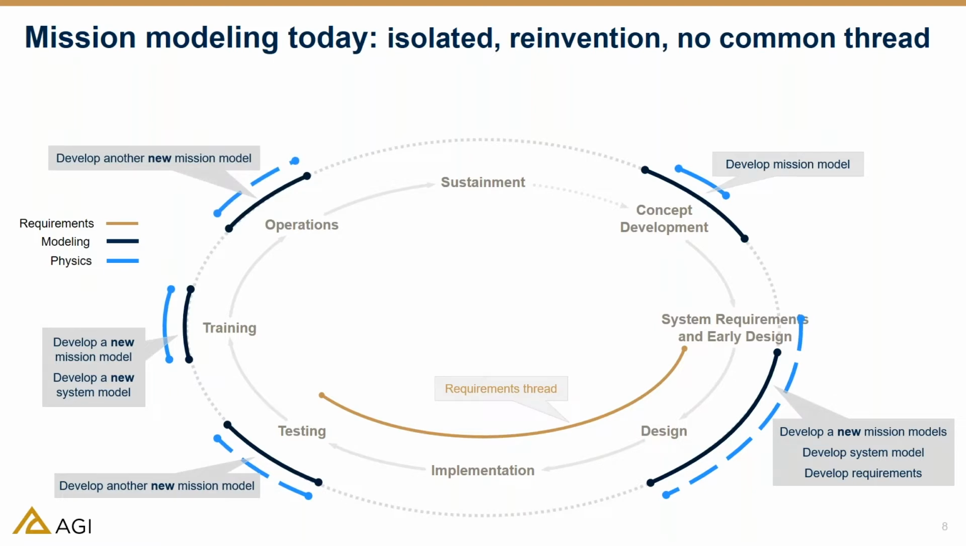And the cycle then starts again as the initial system is deployed and future improvements are made. And so as you can see, this leads to a lot of isolated tools, reinventing the wheel, and it makes it really hard to tie everything together. And if this is just looking at a single program, as new programs come online, even similar programs, the process usually starts over from scratch.